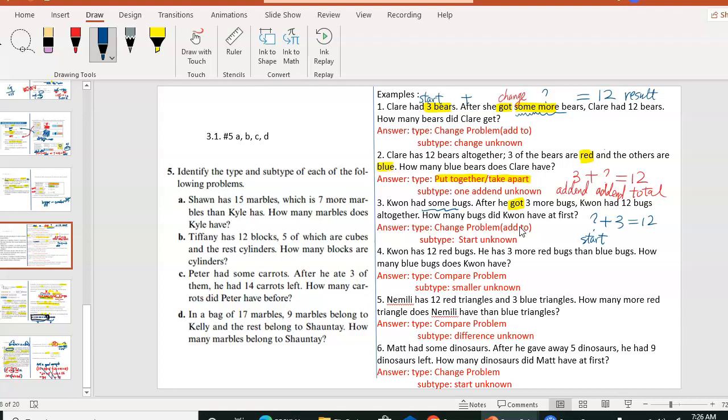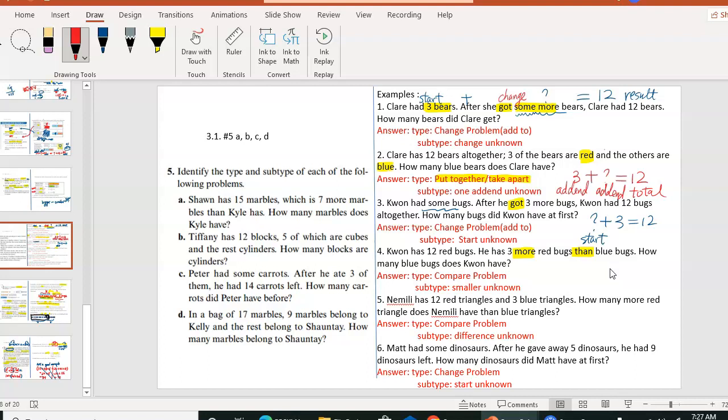One had 12 red bugs, and he has 3 more red bugs than blue bugs. Now when we see the keywords more than, it's comparing 2 different types of bugs in this case, and that's called a compare problem. And notice in previous cases, we're not comparing who has more, who has less, or what color is more, what color is less. But once you see the words more than, that's called a compare problem.